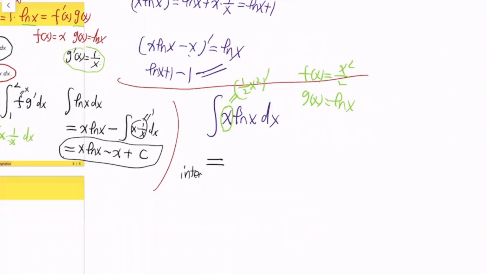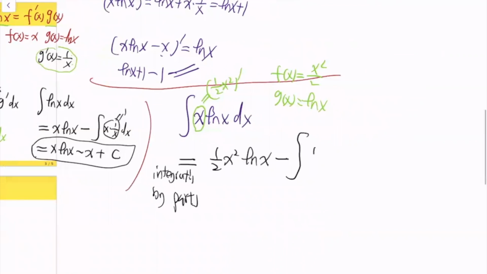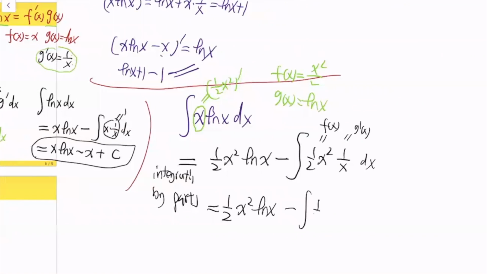By integration by parts, we have 1/2 x squared times log x minus the integral of 1/2 x squared times the derivative of g, which is 1 over x, dx. So we get 1/2 x squared log x minus the integral of 1/2 x dx. This will be 1/2 x squared log x, and the antiderivative of x is x squared over 4, plus some constant.